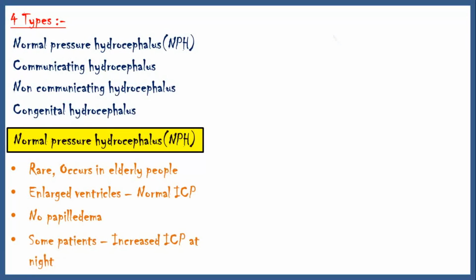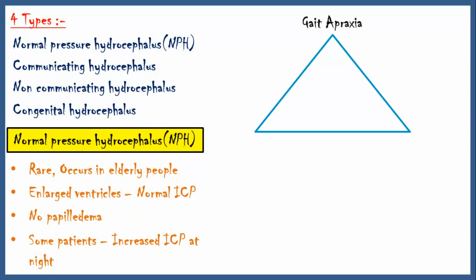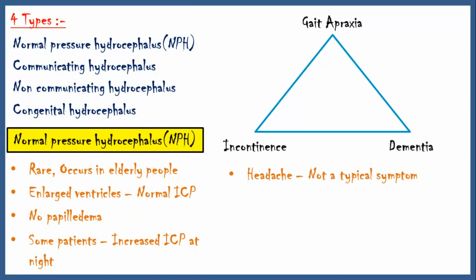There is a classic triad of symptoms in NPH. They are gait apraxia, where there is a difficulty in initiating the walking movements, dementia, and incontinence. Initially urinary incontinence followed by fecal incontinence. Headache is not a typical symptom of NPH.